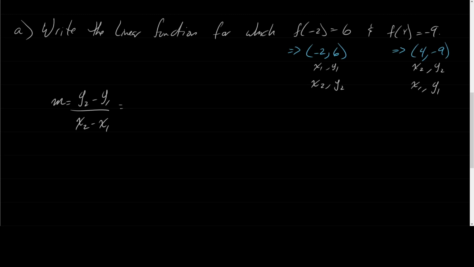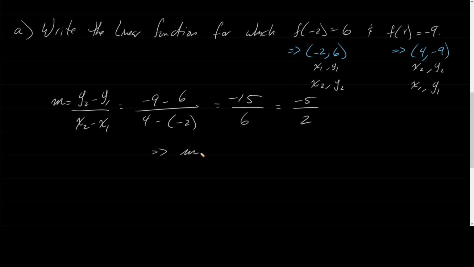Now, I personally usually choose the second one. So what we have here is negative 9 minus 6 over 4 minus negative 2. What does that give us? Negative 9 minus 6 is negative 15. 4 minus negative really means plus, so 4 plus 2 is 6. We can reduce these, they're both divisible by 3. Negative 15 divided by 3 is negative 5, and 6 divided by 3 is 2. So what we just found is that our slope is negative 5 halves.